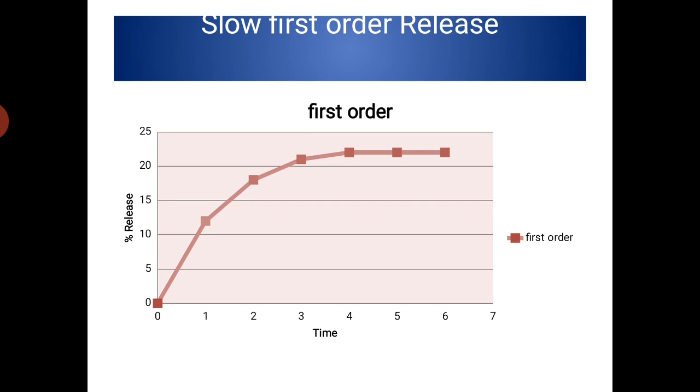That means the amount of drug that releases out from the delivery system depends upon the amount of drug present in the delivery system. Initially, when there is a higher amount of drug present in the delivery system, a higher amount of drug will be released. As the amount of drug in the delivery system decreases, the amount that releases from the delivery system also decreases. So initially there will be a higher amount of drug released, and at the end only a slower amount of drug will be released.